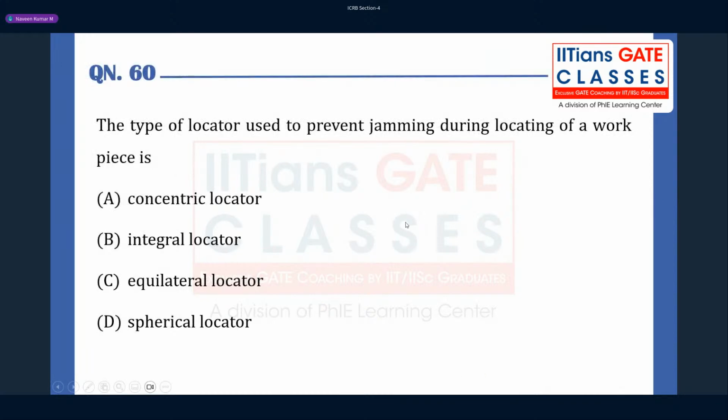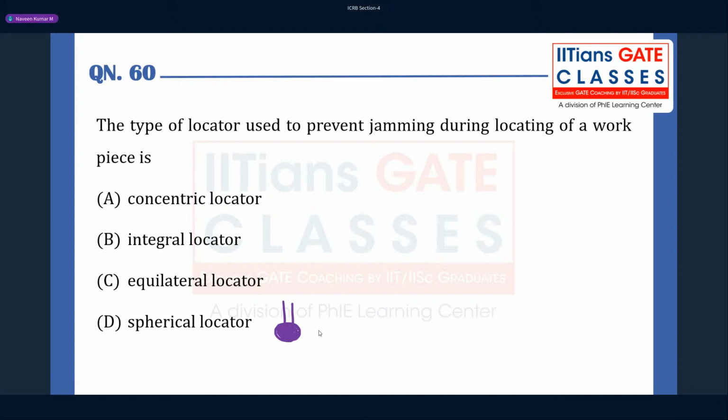What type of locator is used to prevent jamming of the locating pins? Options: concentric locator, integral locator, equilateral locator, and spherical locator. Spherical locator is a ball locator. It will be like this. Concentric locator is where we have some datum, and we see whether the concentricity is there, and fix the position, especially for circular things.